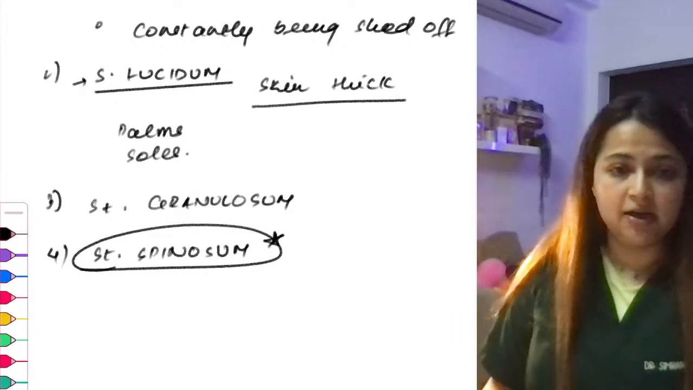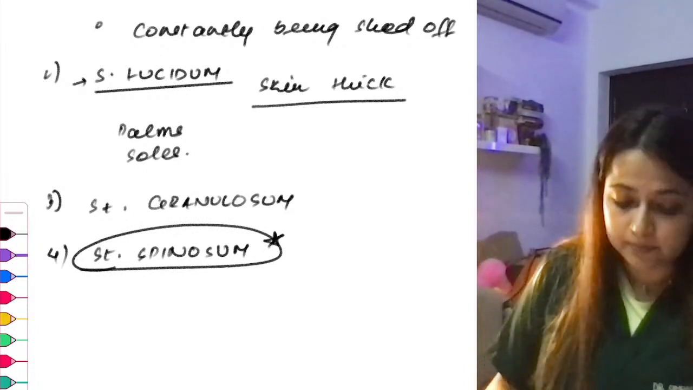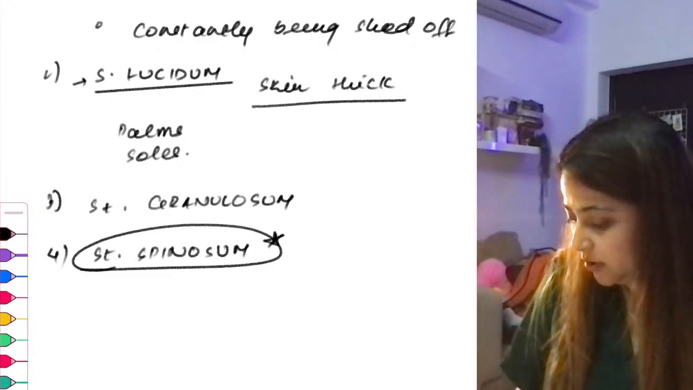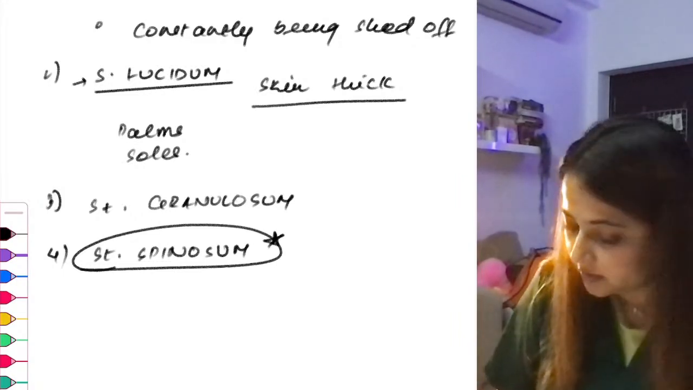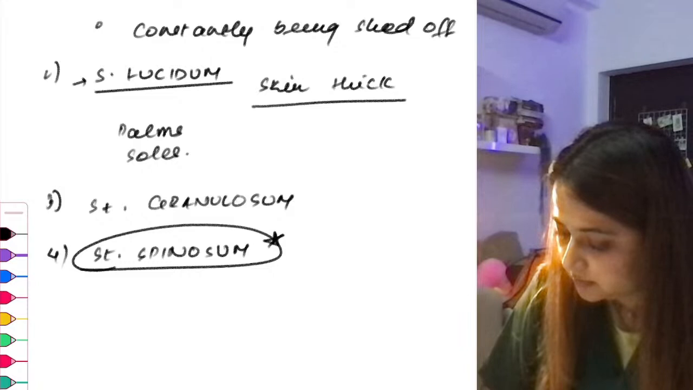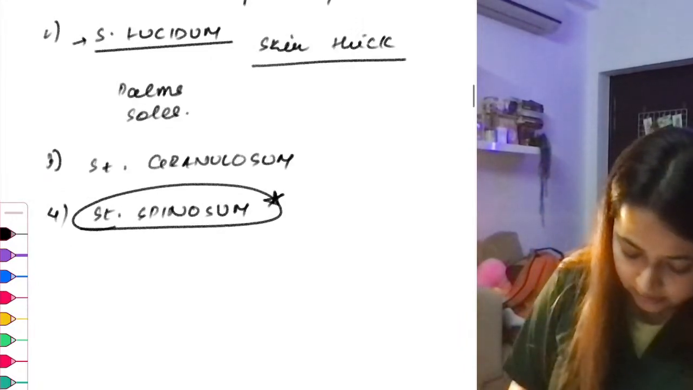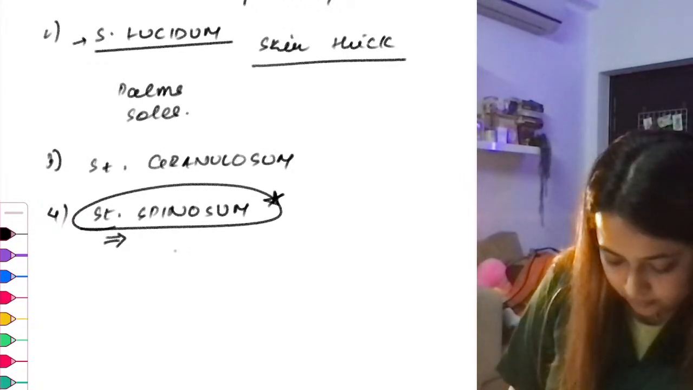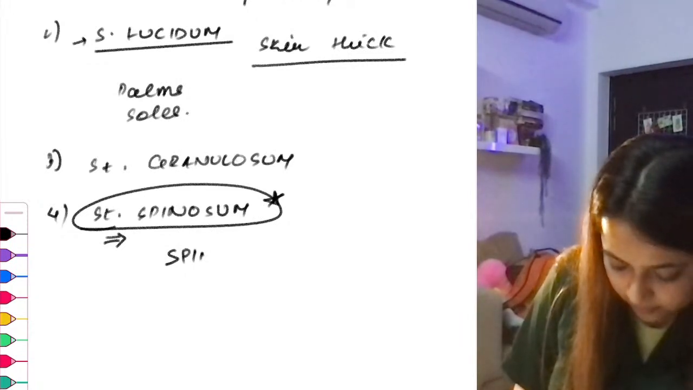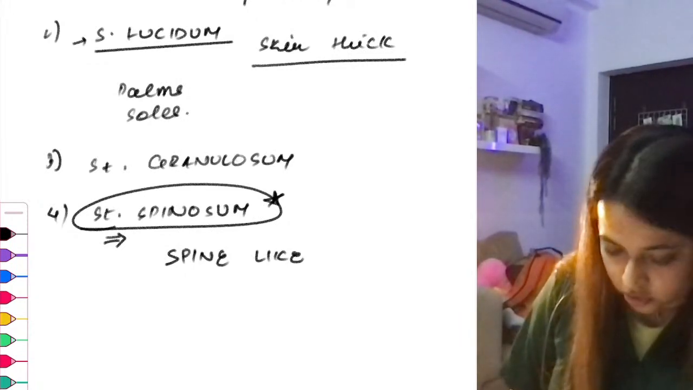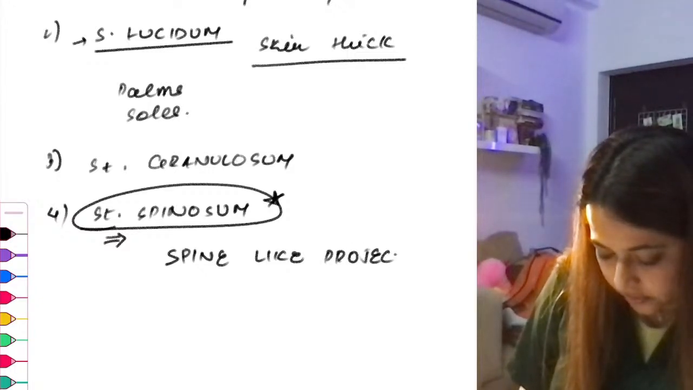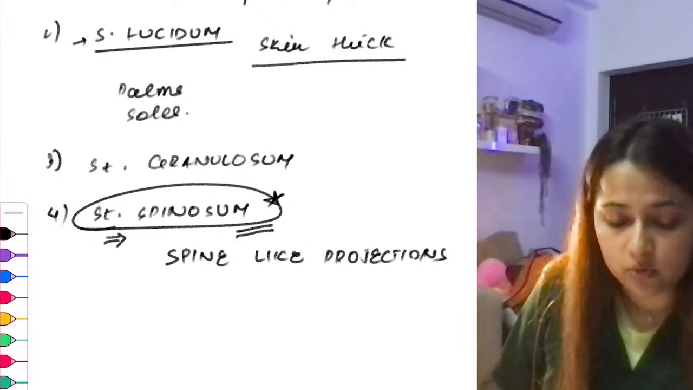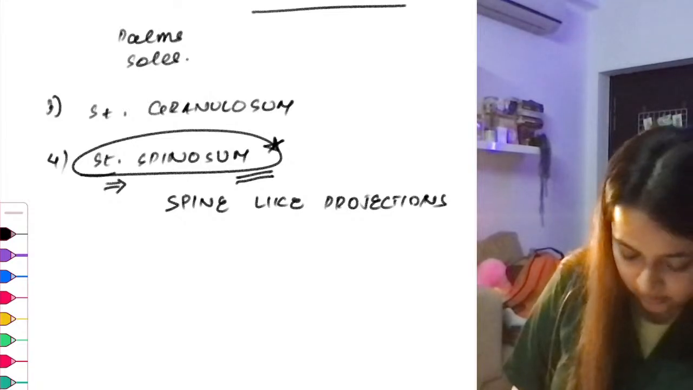Now, you should know a few points regarding stratum spinosum. So what are those points? Anyone? So what are the points regarding stratum spinosum? Yes. Remember one point, that the keratinocytes that are present in the stratum spinosum have spine-like projections. Okay. Another very important point regarding stratum spinosum.